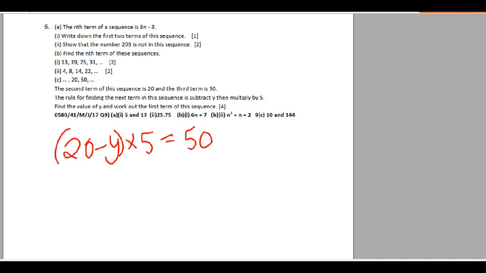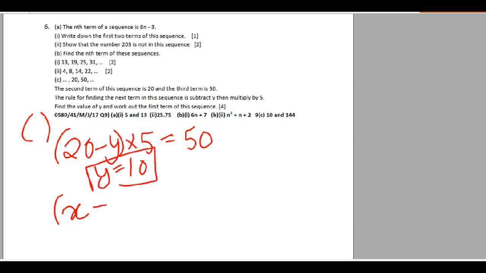So 50 divided by 5 is 10, and then 20 minus 10 is 10, so y is equal to 10. And also work out the first term of the sequence. Let's say the first term is x, so we need to subtract y from it, minus 10, then multiply 5 with it, and we should get 20. So this will give us 4 plus 10, 14. So 14 is the answer.